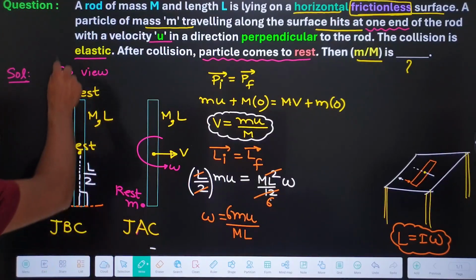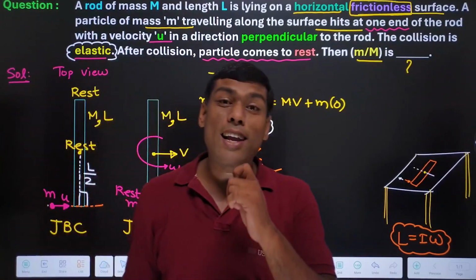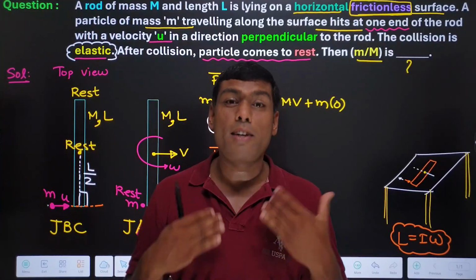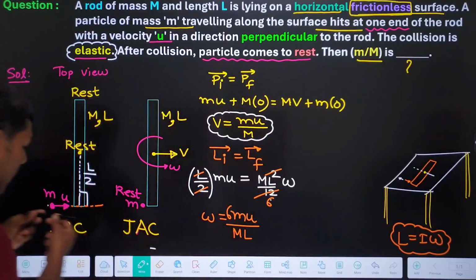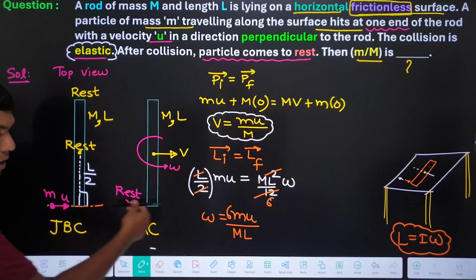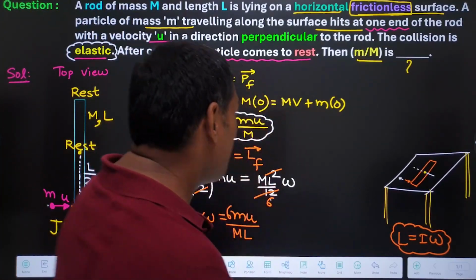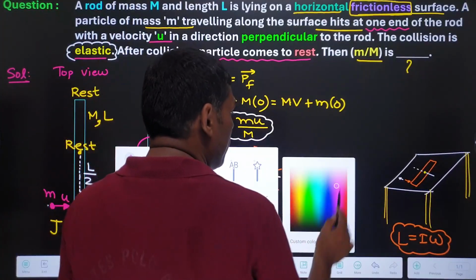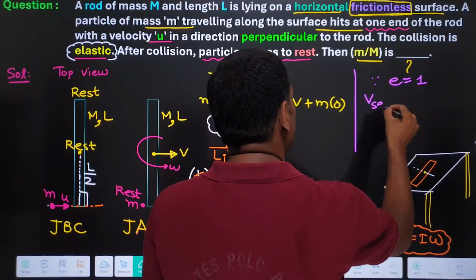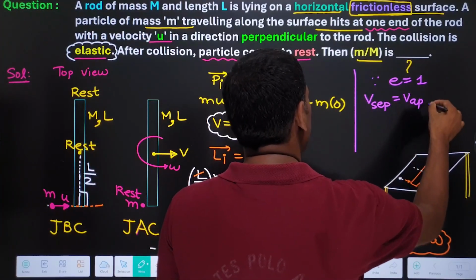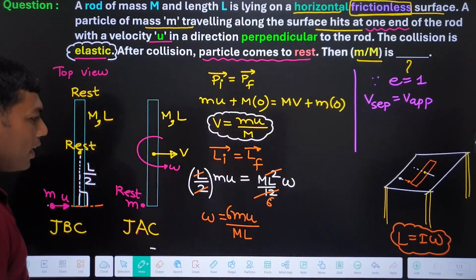Now another information lies in the question. The collision is elastic. We remember one thing, for elastic collision, the velocity of separation and the velocity of approach are equal along the line of impact. This is the line of impact, and along this line of impact, velocity of separation and velocity of approach must be same. So let us process that information here. Since collision is elastic, the velocity of separation and the velocity of approach along the line of impact must be equal. The velocity of separation we can easily find.